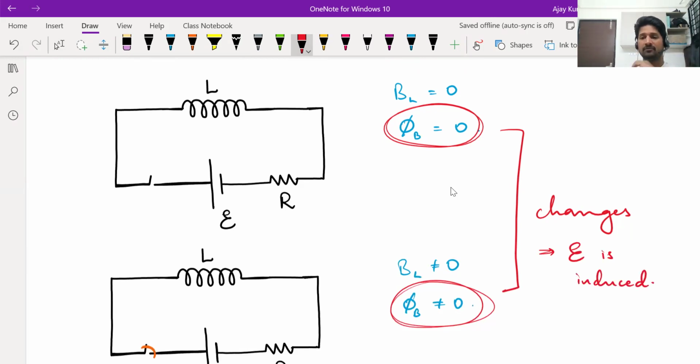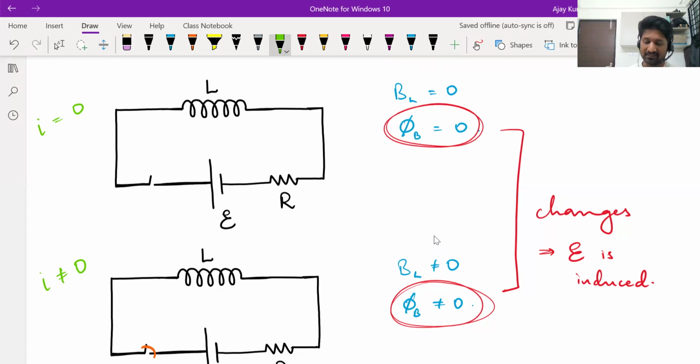And what does induced EMF tend to do? It tends to oppose the change in flux. Now, what happened to the flux here the moment we close the switch? Flux increased. From zero it became non-zero. Then what the induced EMF will do is try to decrease the flux. Now, why did flux increase? Because current went from zero to non-zero. Current increased, that's why the flux in the coil increased. Now, induced EMF will have to oppose the change in flux, means it will have to decrease the flux. How can it do that? It will have to decrease the current.